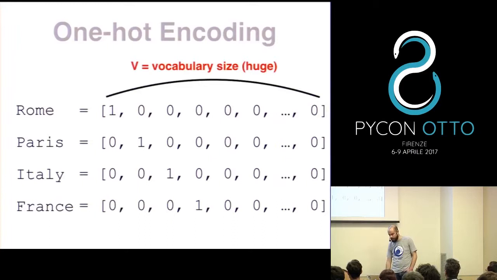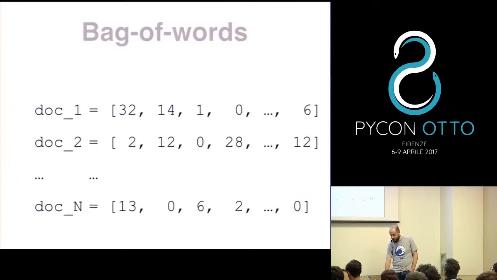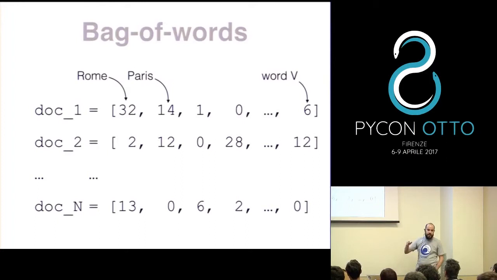Another problem is you don't really have a notion of similarity between these vectors, right? Because only one dimension is switched on. Anyway, this is a fairly common option. And another one that I want to mention is the bag of words approach. That's used for documents. So with a bag of words, essentially, documents are represented as vectors. So here you see a few documents, and also each dimension is representing a particular word. So in this example, document one has the word Rome coming up 32 times, the word Paris coming up 14 times, and so on. And here you still have the dimensionality problem. You have a lot of dimensions. But you start having some notion of similarity, because at least you can somehow match the dimensions between vectors. And these are fairly common, fairly well understood in text mining.